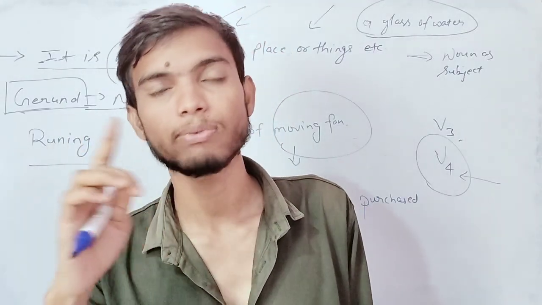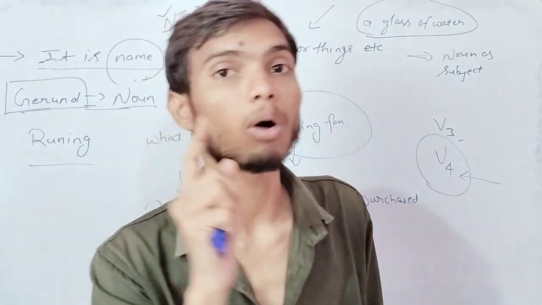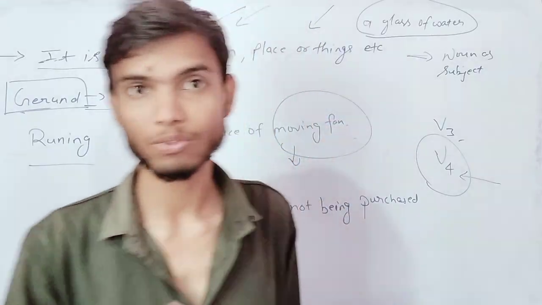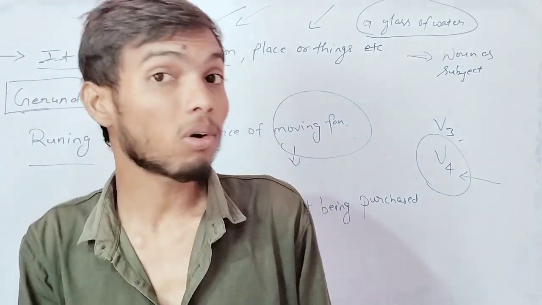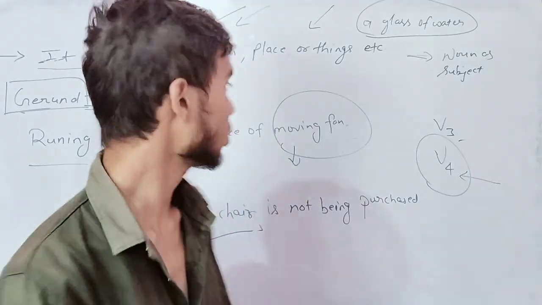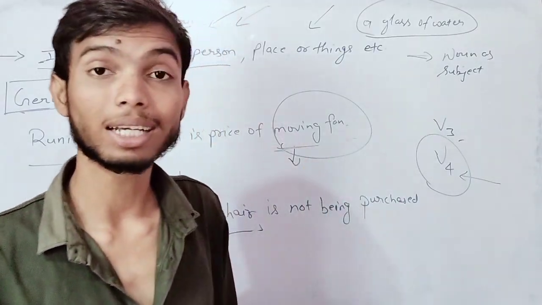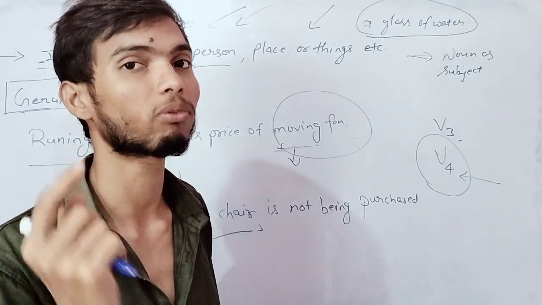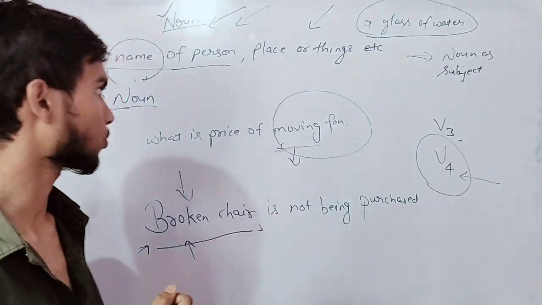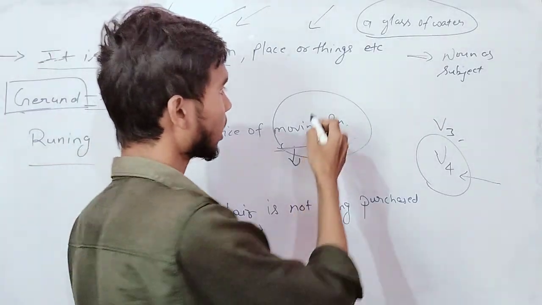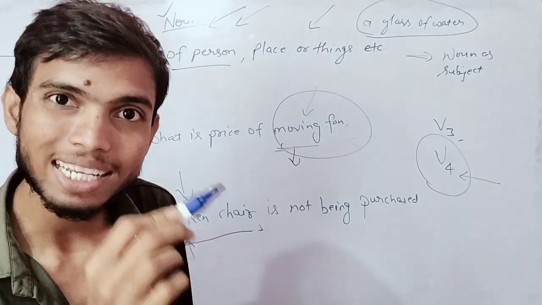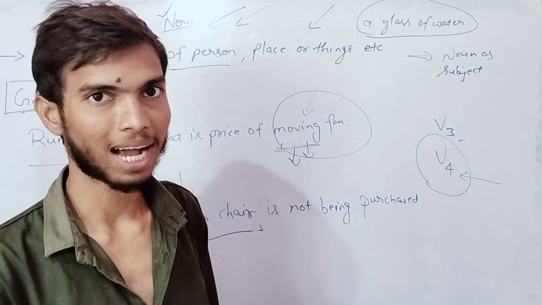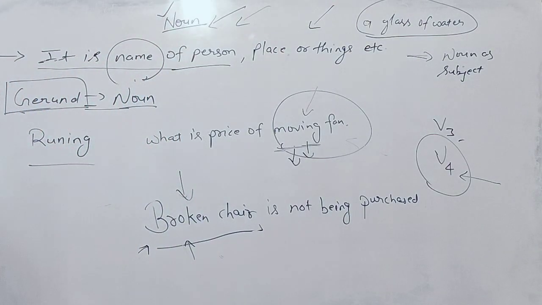This is telling you that the noun is in motion. For example, fan. Fan is in motion. How did we identify? Because this word is telling you that fan is moving. Moving fan. What is the price of a moving fan? So here we are saying that fan is in motion because ing came. That's why.